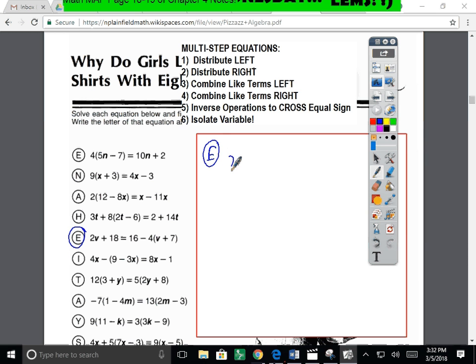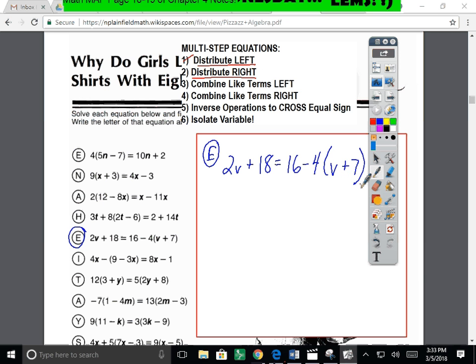That could be exciting. So let's try 2v plus 18 equals 16 minus 4 times the quantity of v plus 7. The first thing you want to think about is distribution on the left. So do I have any distribution on the left? The answer is no. So check. See if we can find any distribution on the right. So step 2, check for distribution on the right, and good, here we have some.